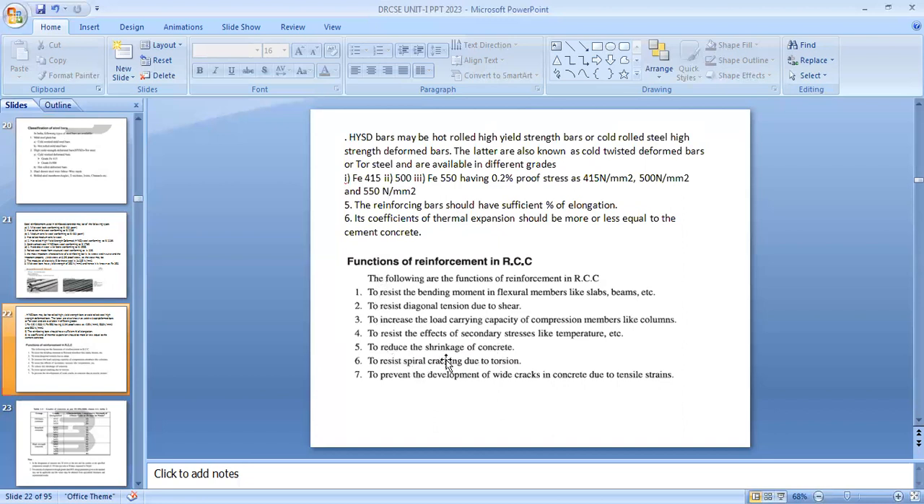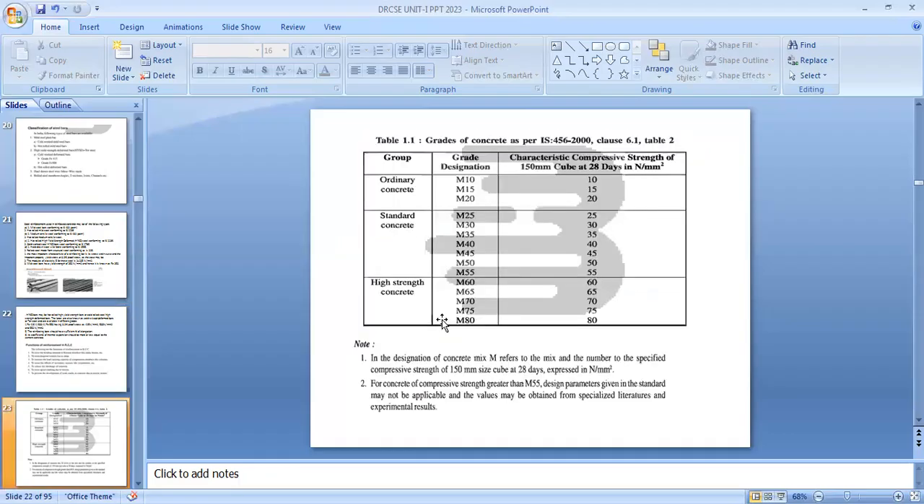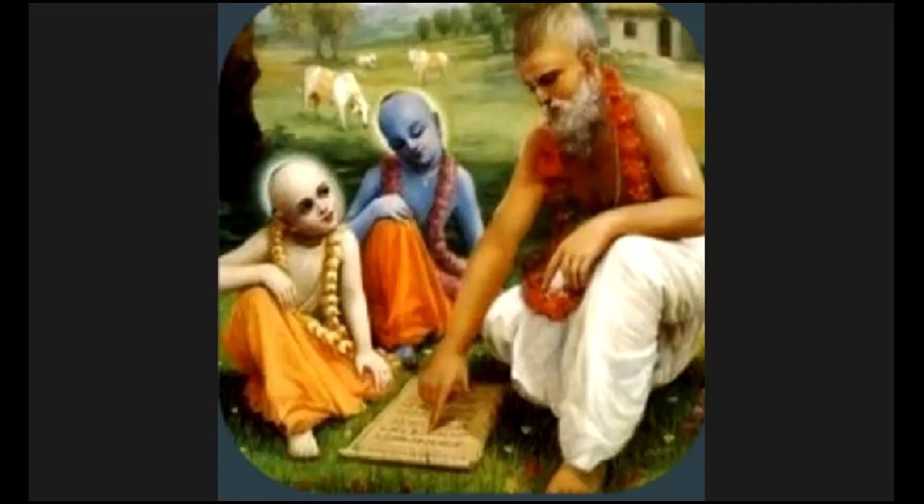So it reduces all this stress and the effects of it. Yes, that is the reinforcement function. So in this table you can see grades of concrete. What is this grade? Here, it is based on the compressive strength of the concrete.